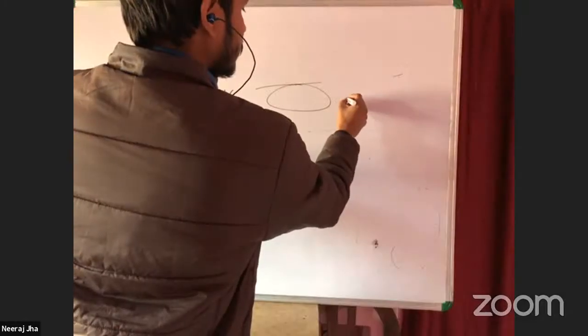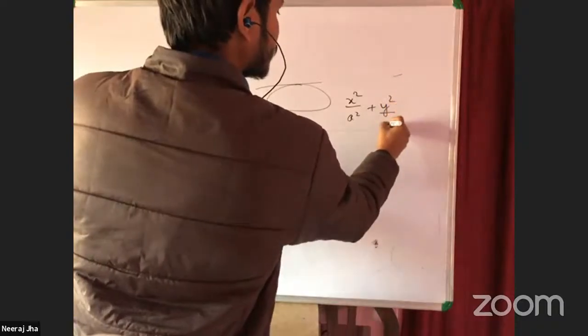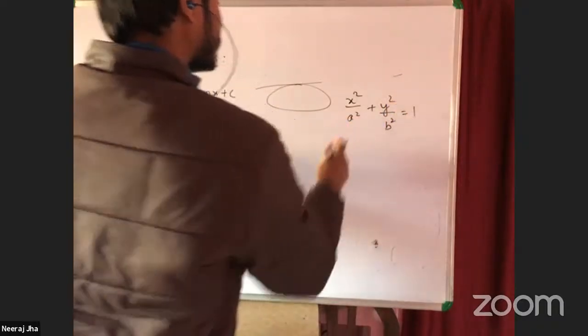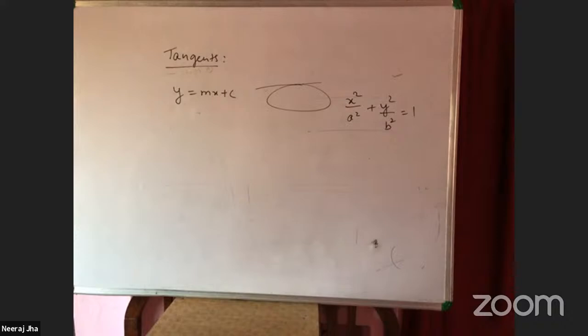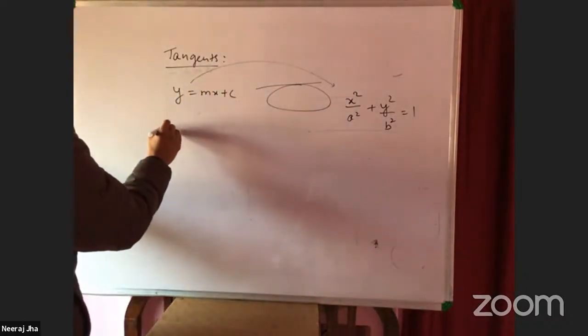The ellipse is x square upon a square plus y square upon b square is equal to 1. I'm not saying a greater than b or b greater than a, no problem in that. Now what I'm doing is I'm putting this line in this and making a quadratic equation.